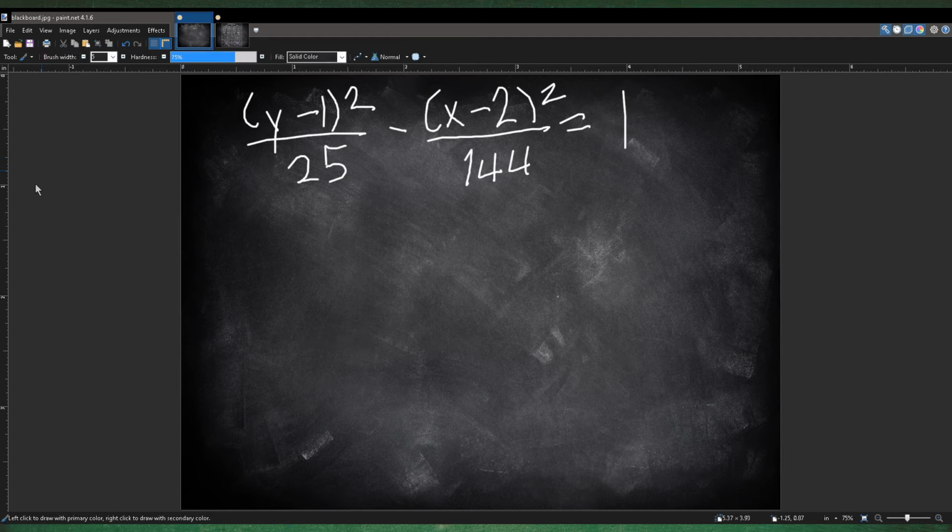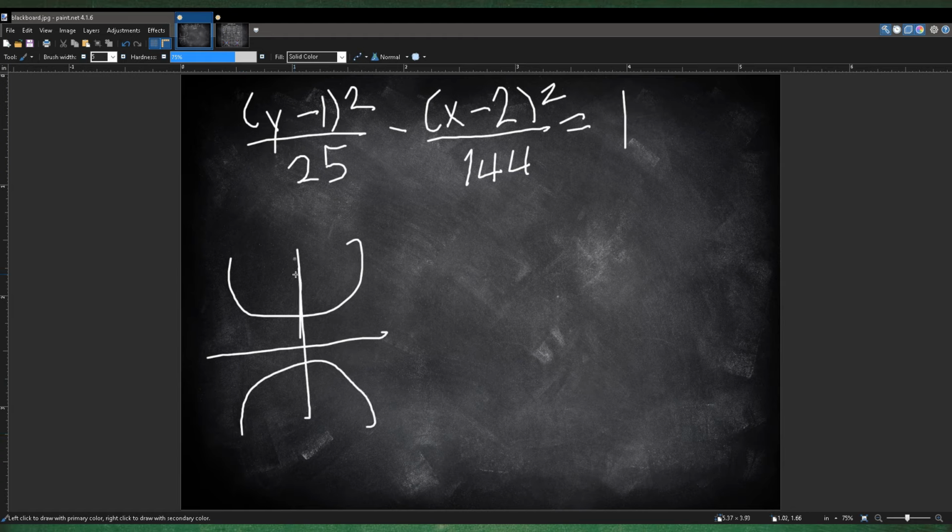I see that it's under the y. The y is the positive one, so if we draw the diagram, it's going to be concave up and concave down, because it has to be parallel with the y. So basically, we've got to find the center, find the vertices, and find the foci and the asymptotes.